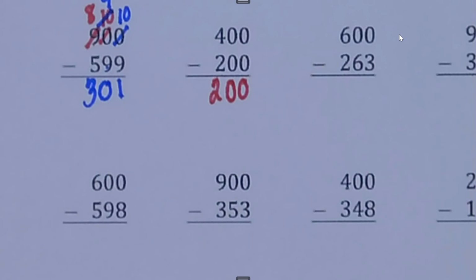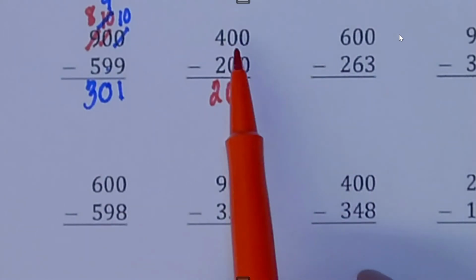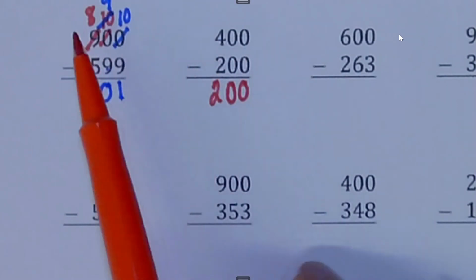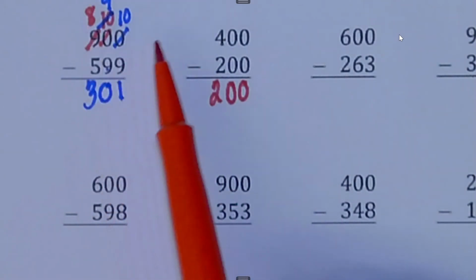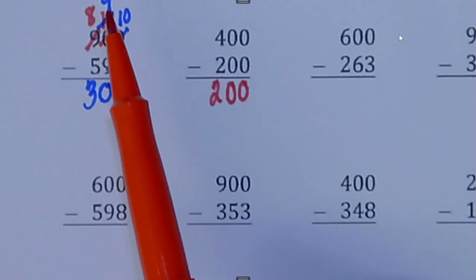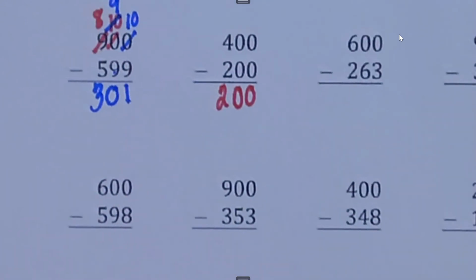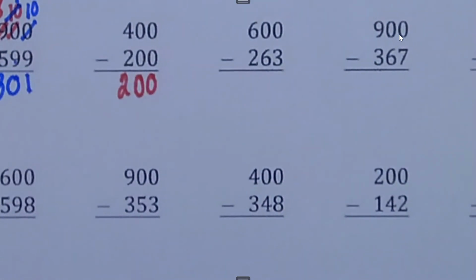Just because you see a problem that has double zeros on the top, do not automatically assume that you should go through and regroup like this, because that will not always be the case. All right, let's look at the next problem.